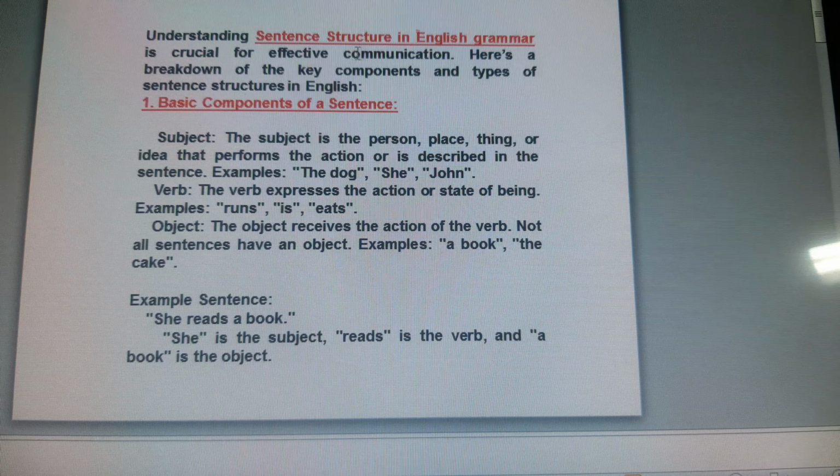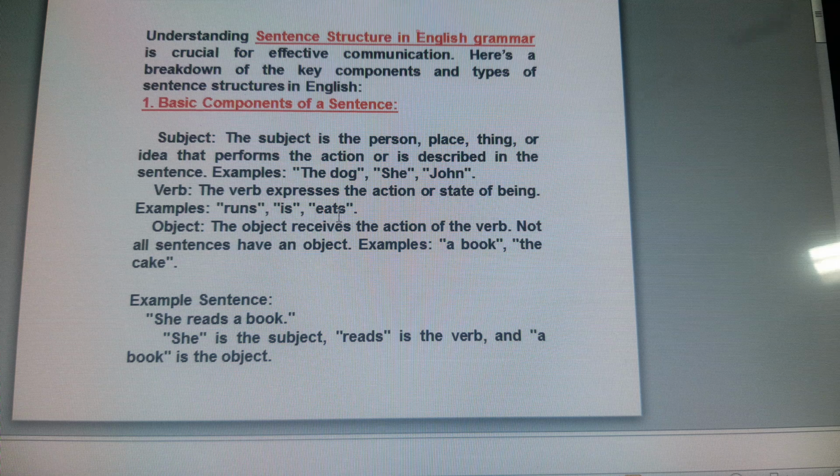Understanding sentence structure in English grammar is crucial for effective communication. Here is a breakdown of the key components and types of sentence structure in English. Number one, basic components of a sentence. Subject. What is the subject? Subject is the person, place, thing, or idea that performs the action or is described in the sentence. Examples: the dog, she, John.